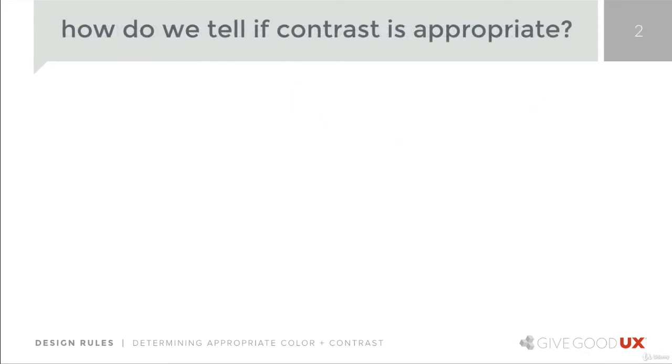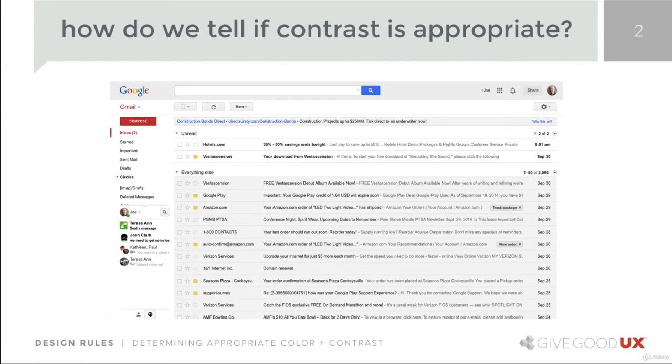So how do we tell if contrast is appropriate, right? In something that's already designed? Well, it's pretty simple, actually. You take that interface, whatever it is, and you turn it to gray. You gray everything out and you see what still stands out.